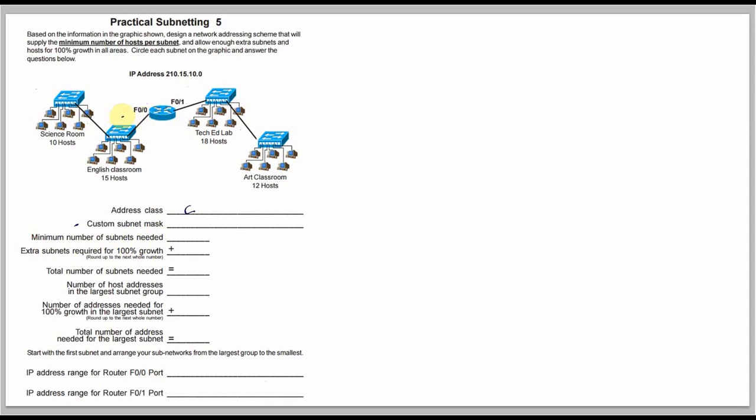So the minimum number of subnets needed. As we can see here in the topology, we have a router that has two interfaces, F0/0 and F0/1, from that interface and that interface. So we have a total of two networks. This is one and this is the other. So the minimum number of subnets needed would be 2.